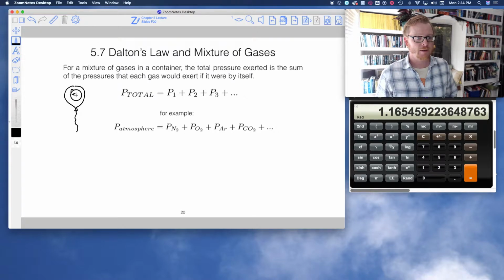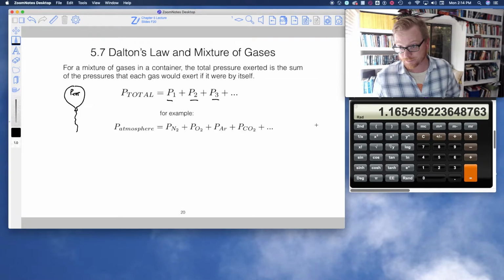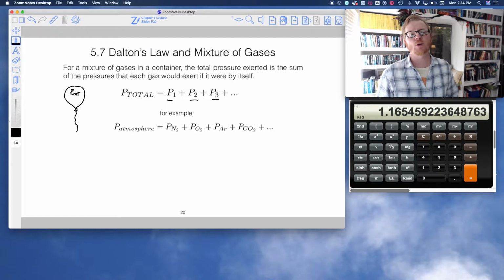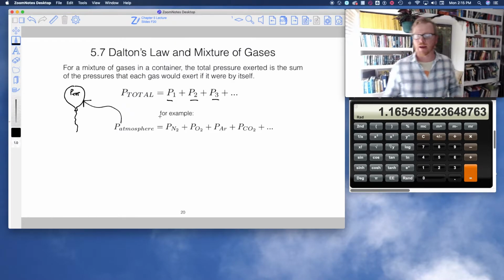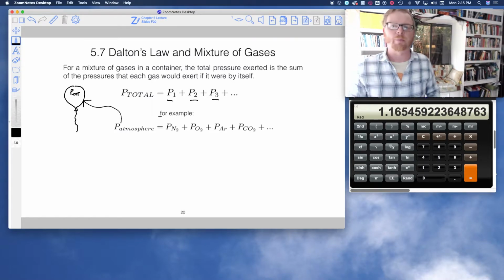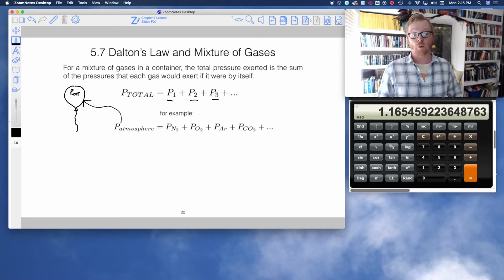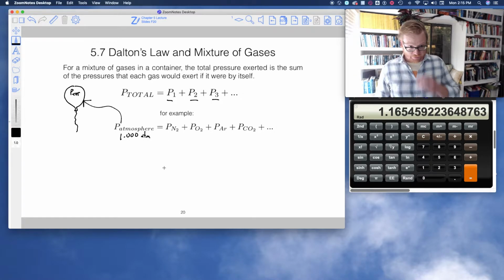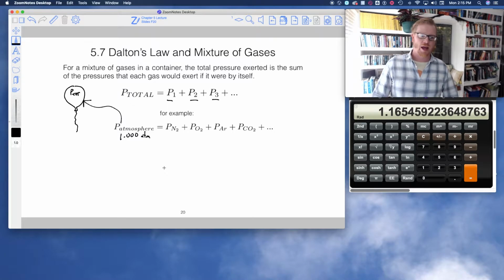So I'll say P total. The total pressure inside this balloon is going to be the sum of all of the individual pressures of whatever is in there. For example, suppose we put atmosphere in the balloon, which could be achieved through a pump. Not me blowing it up with my breath, but putting the actual atmosphere in the balloon with some bike pump. Pump it up. Well, that total pressure would be, let's just call it, 1.00 atm, assuming we're at sea level and it's perfect conditions.